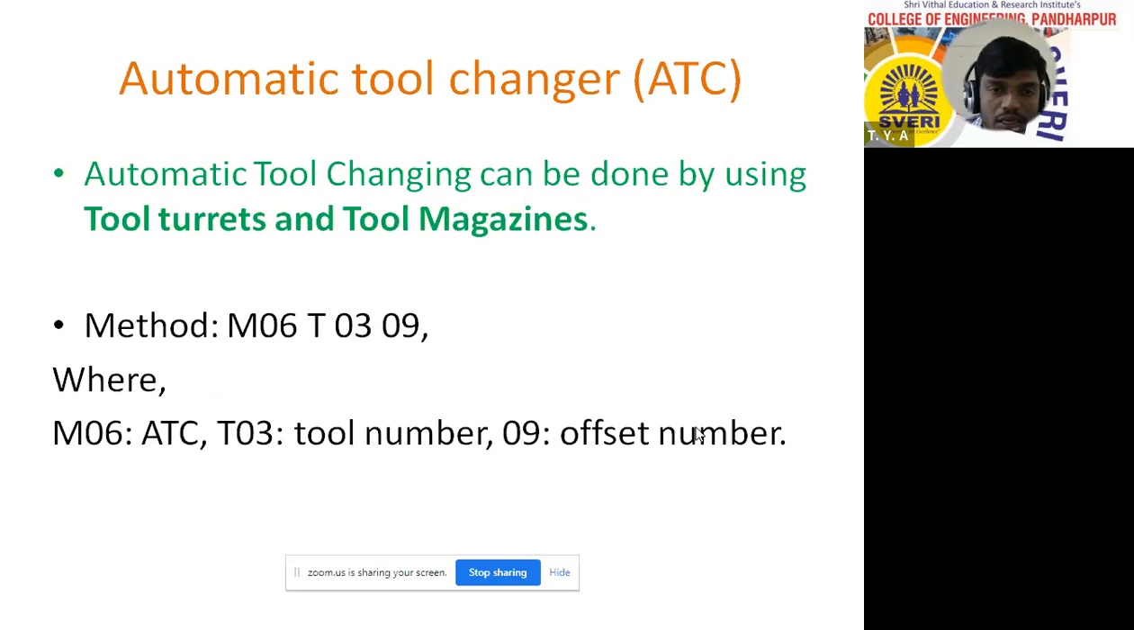So, M06 is a miscellaneous code where we can do the programming. M06 means change the tool. We are going to give some orders to the machine. Whatever that programming part is, we will discuss that in detail in the last chapter. That is manual part programming.